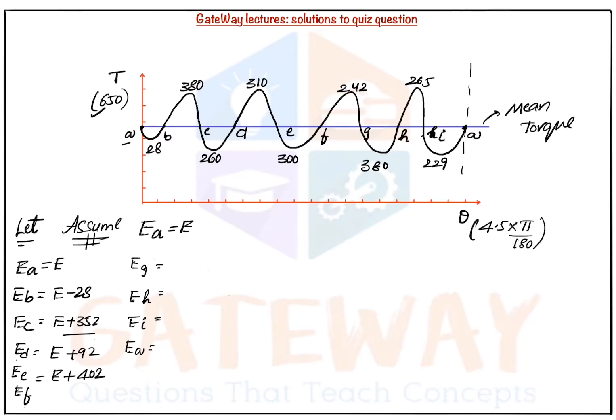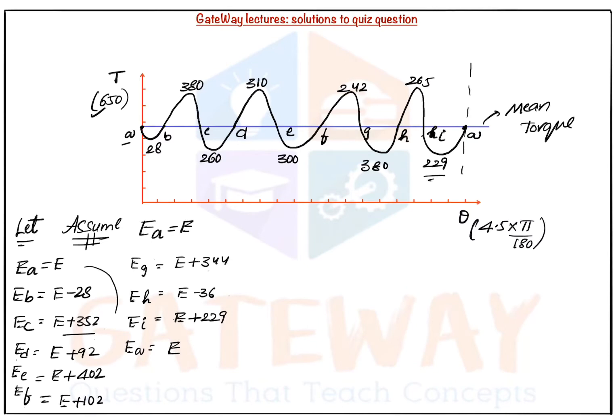402. E at E is 402. Similarly, E at F will be E plus 402 minus 300. E at G will be E plus 344. E at H will be E minus 36. E at I will be E plus 229, and E at A, when the cycle finishes, will be E plus 229 minus 229, and it will be again finally E.